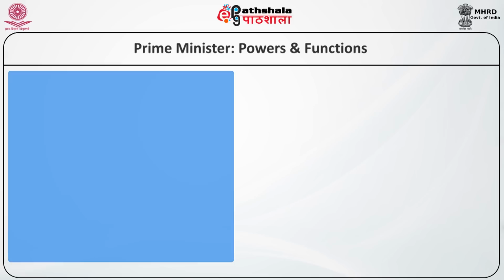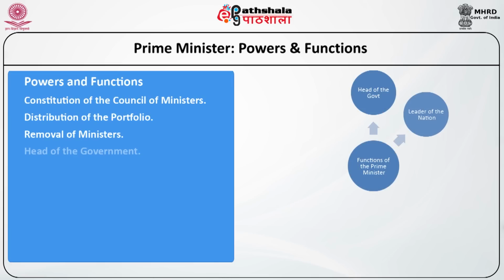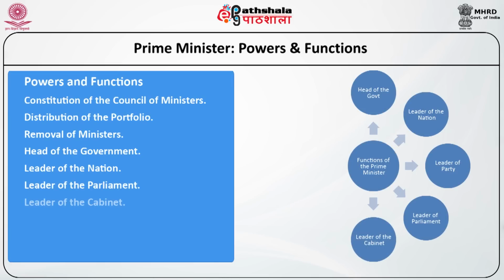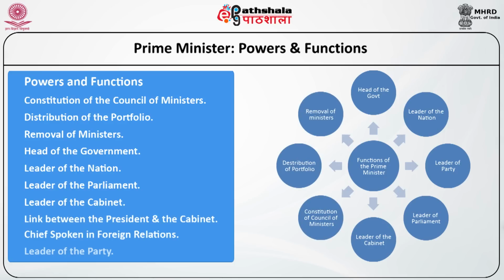Let us now discuss the powers and functions of the Prime Minister of India. As soon as the leader of the majority party is appointed by the President and he becomes the Prime Minister of India, he performs a number of functions. The first and foremost is constitution of his Council of Ministers, distribution of the portfolios to the Council of Ministers. The Prime Minister of India can also remove a minister if he finds that he is not functioning as per the requirement of the Constitution of India.